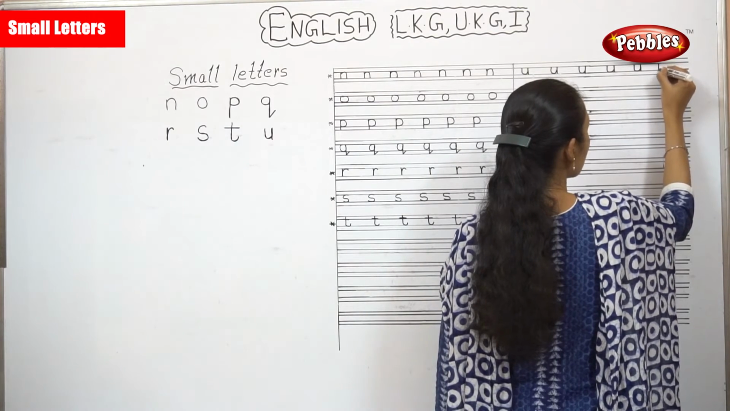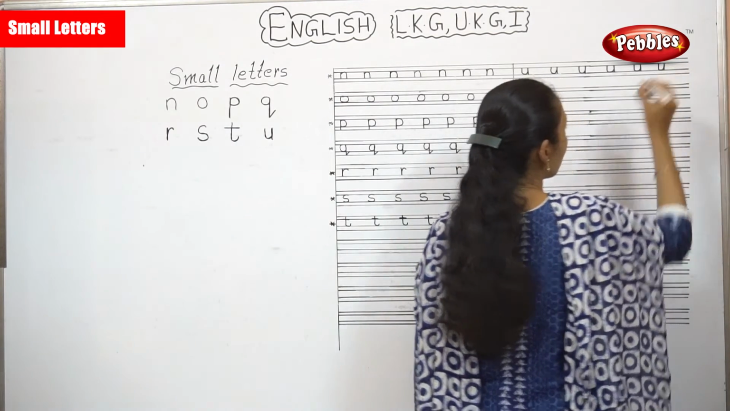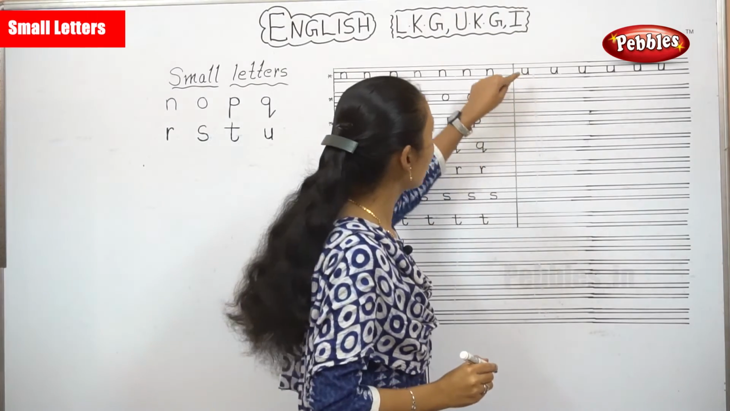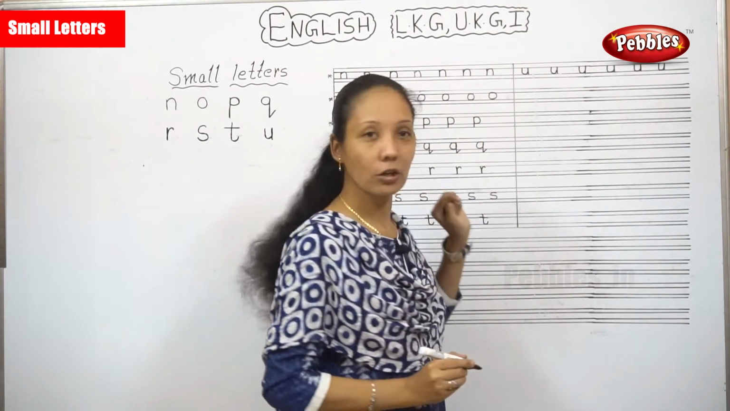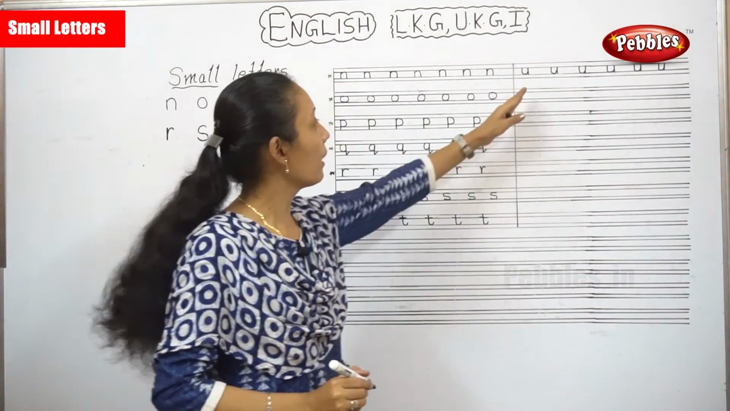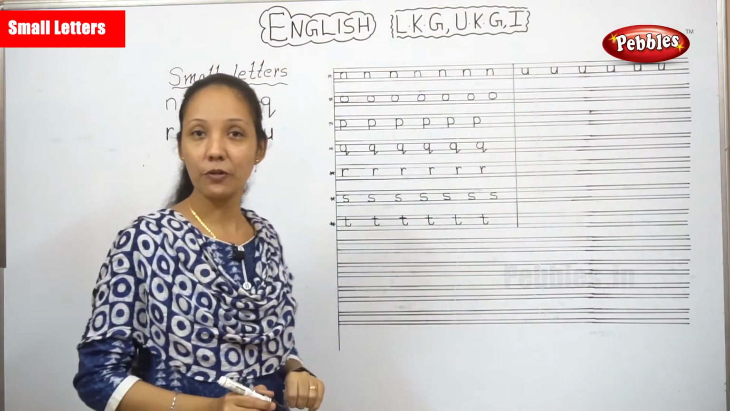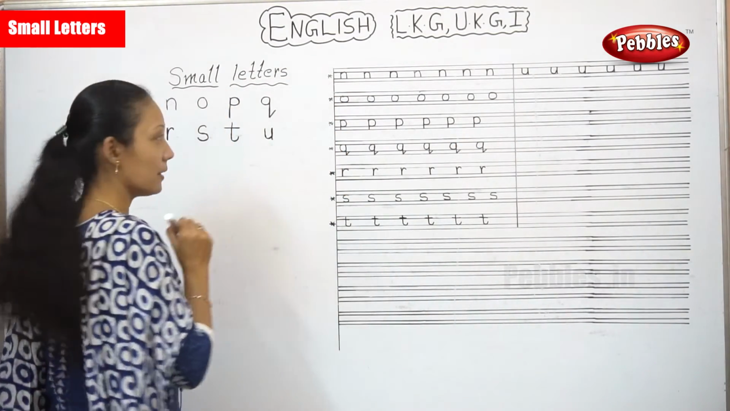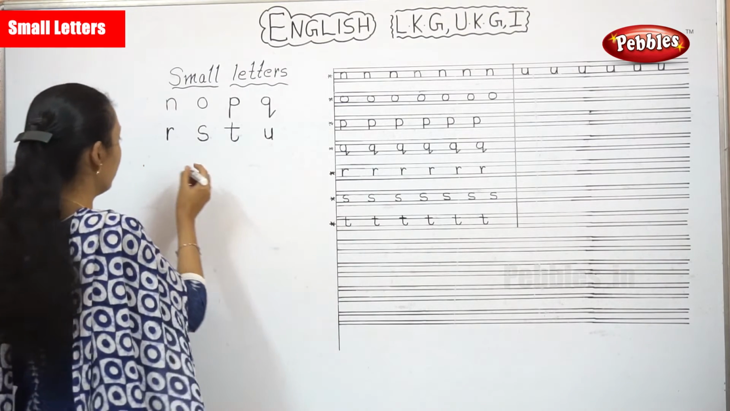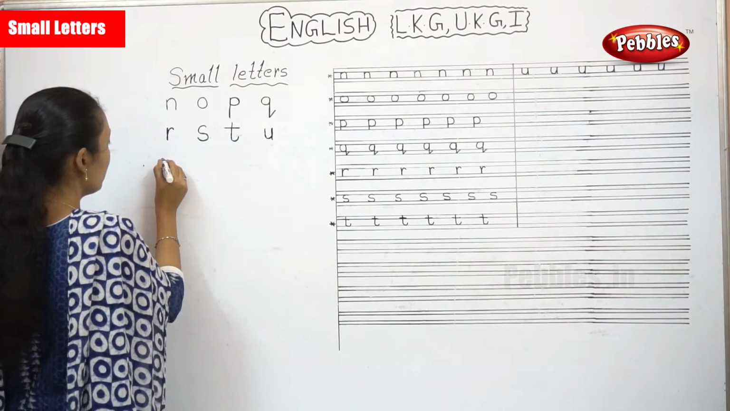Again a small letter U. Now to write U, you have used only your second and your third line. After U, your next alphabet is, it's easy, isn't it? V. Yes.